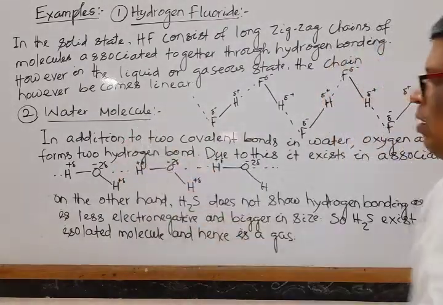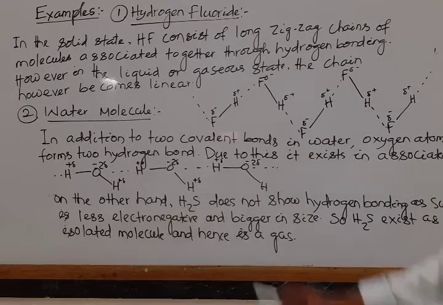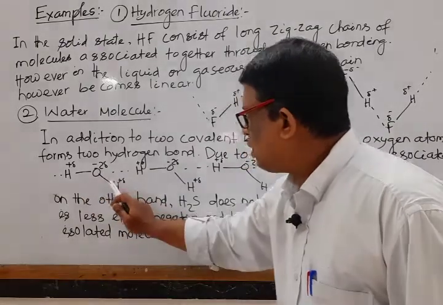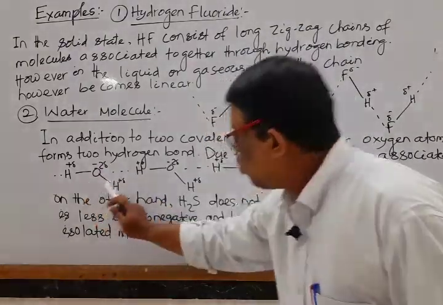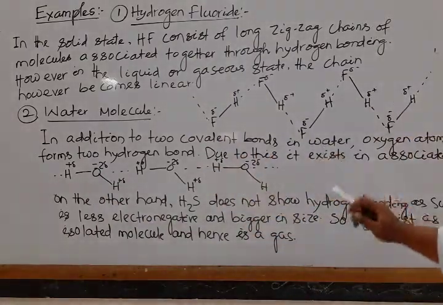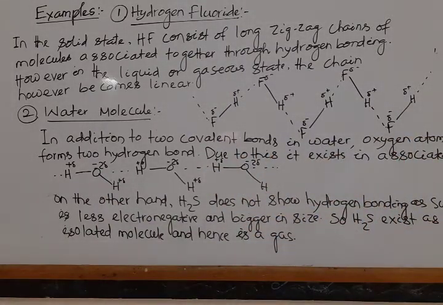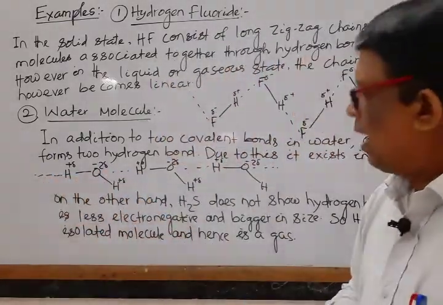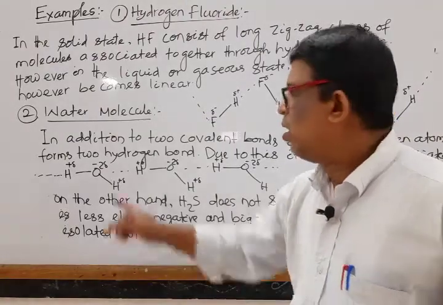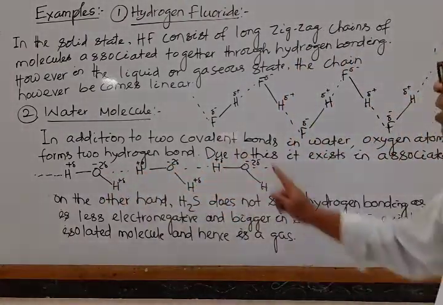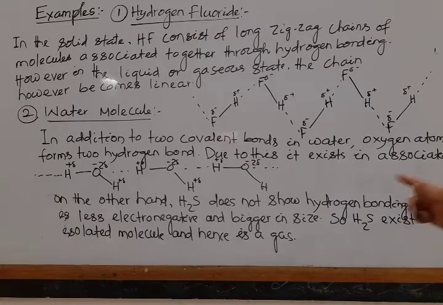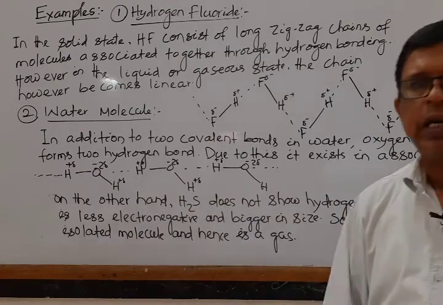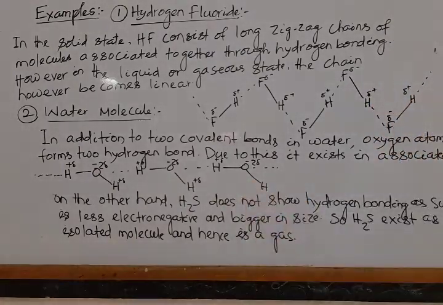Move to the second example, that is formation of water molecule. In a water molecule, there is one covalent bond, another covalent bond. So, in addition to two covalent bonds in water, the oxygen atom forms two hydrogen bonds. One side it is one hydrogen bond, the other side is also one hydrogen bond. Due to this, it exists in associated form, as a result of which forces of attraction increase, so it is in liquid form.